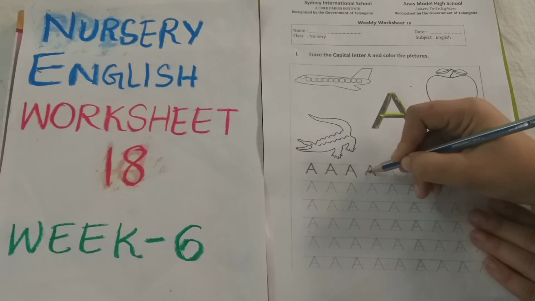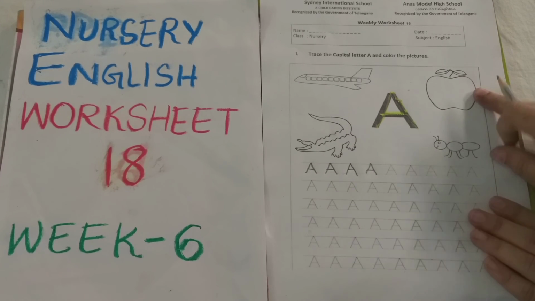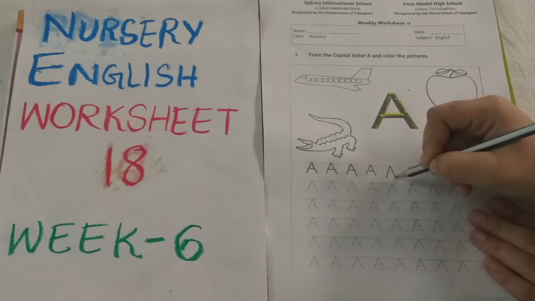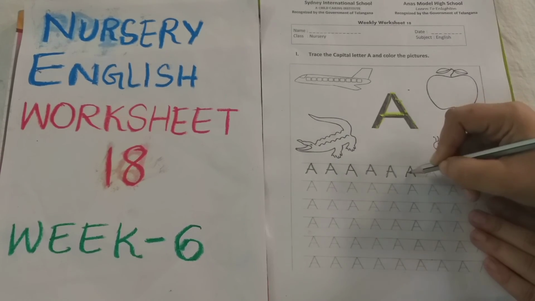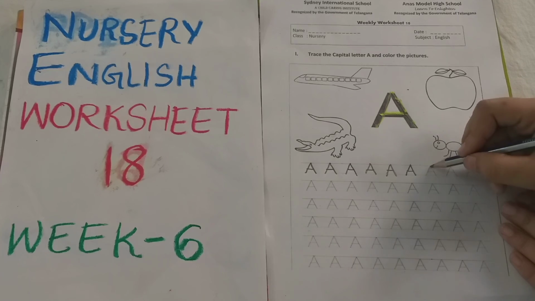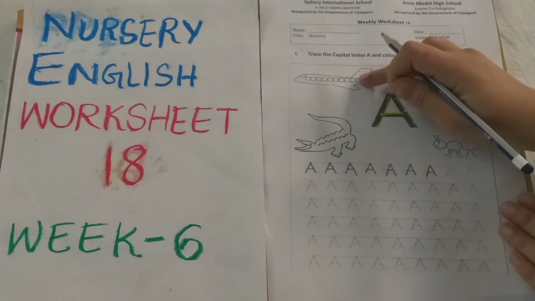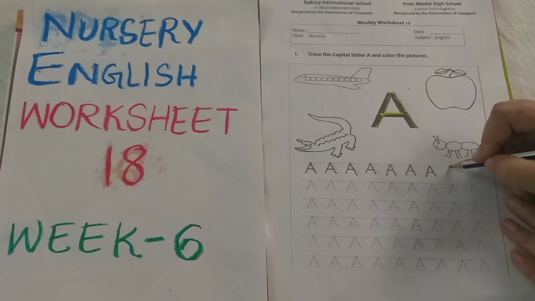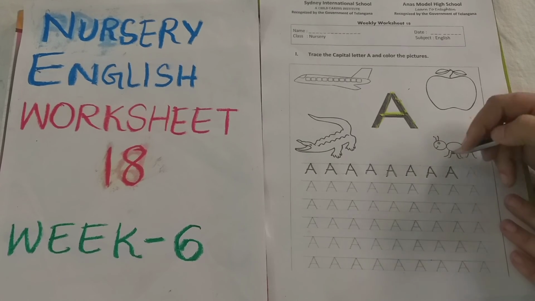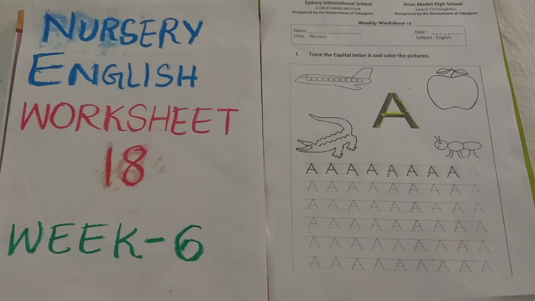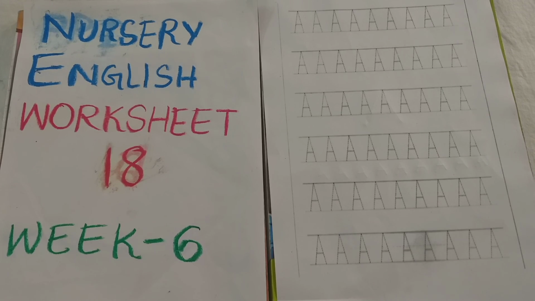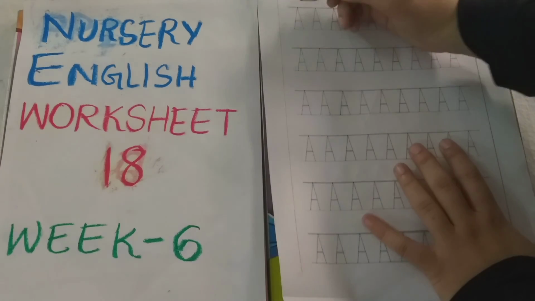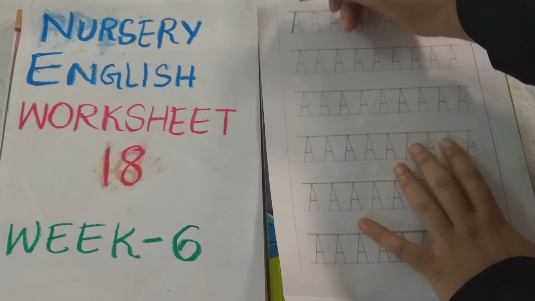Apple. Ant. Alligator. Aeroplane. Okay children, the full page you have to do the tracing and color the pictures. Do it full page. If you turn the page, again you will have letter A, capital letter A, trace the full page.